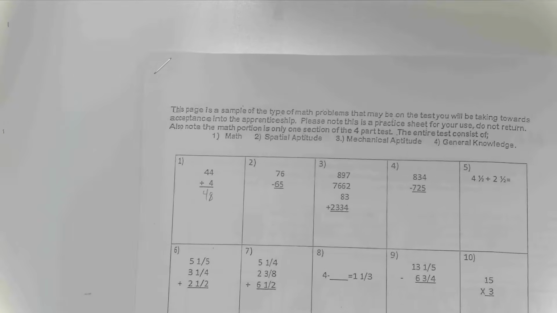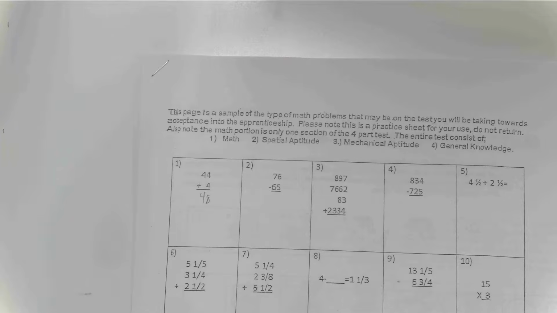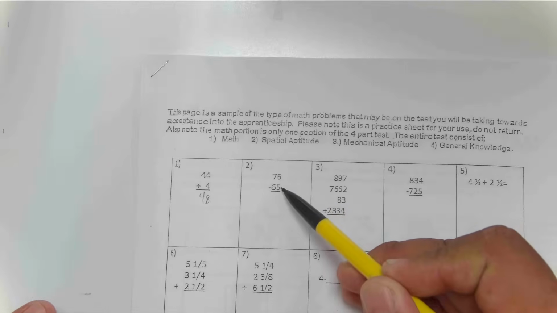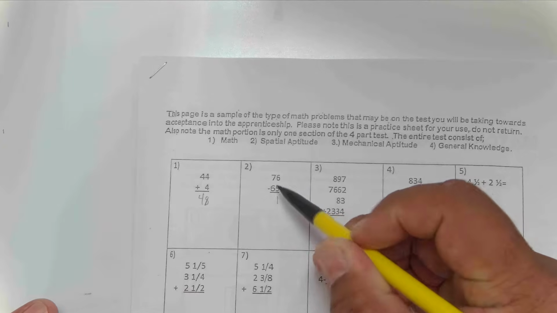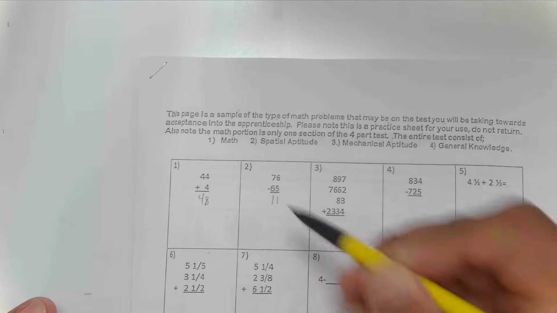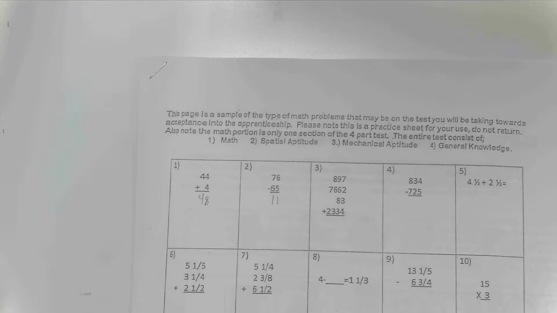Number 2, 76 minus 65. Again, you got 6 minus 5 is 1. 7 minus 6 is 1. Answer is 11.